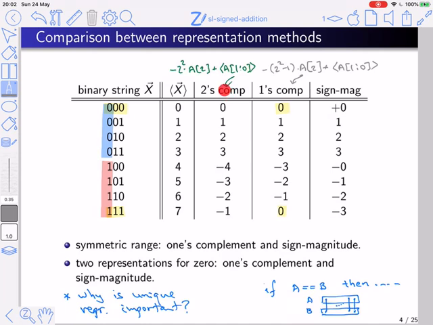However, in 2's complement representation, the range is not symmetric. The smallest number we can represent is minus 4. The largest number is 3. Notice also that in 1's complement and in sign magnitude, we have two representations for 0.